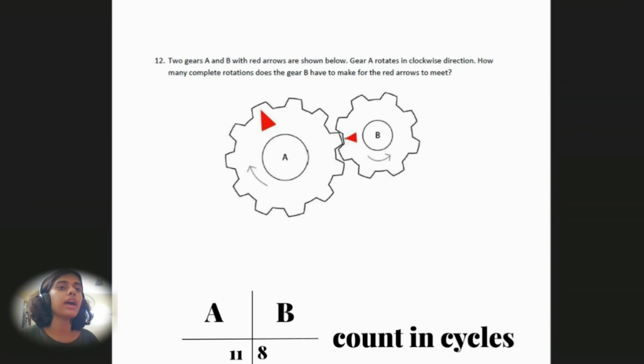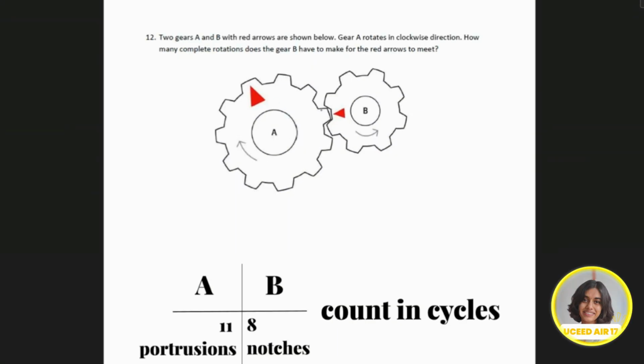We just have to find how many complete rotations gear B has to make for the red arrows to meet. A has 11 protrusions and B has 8 notches. Now what I have to do is bring this here so that I find them at the same time. For that, I have to rotate B and find how many times B rotates to take this here.